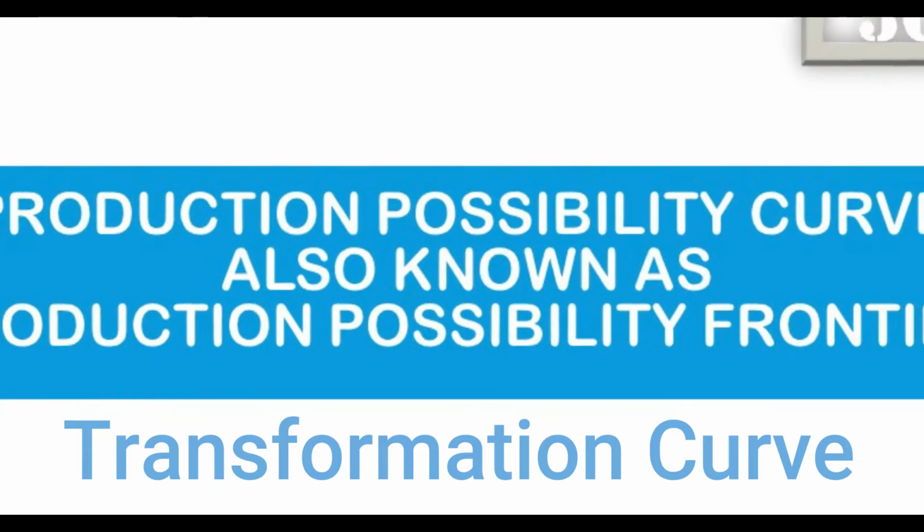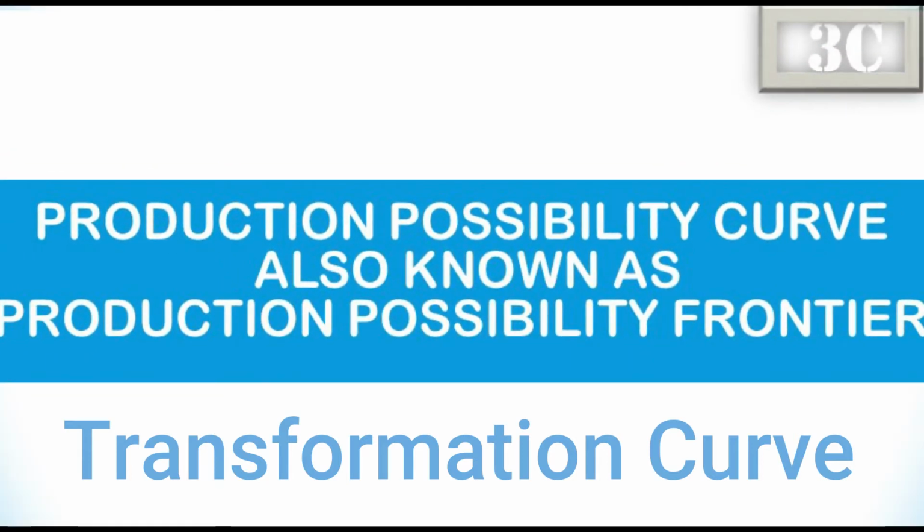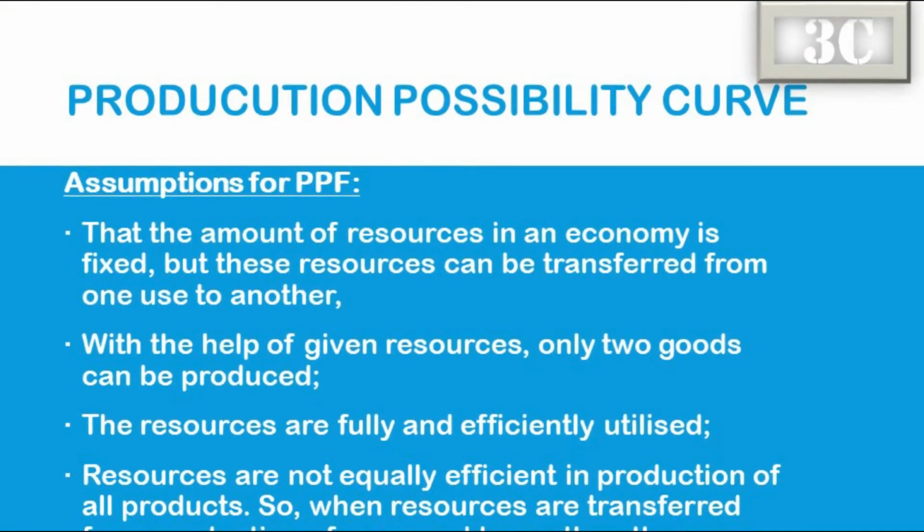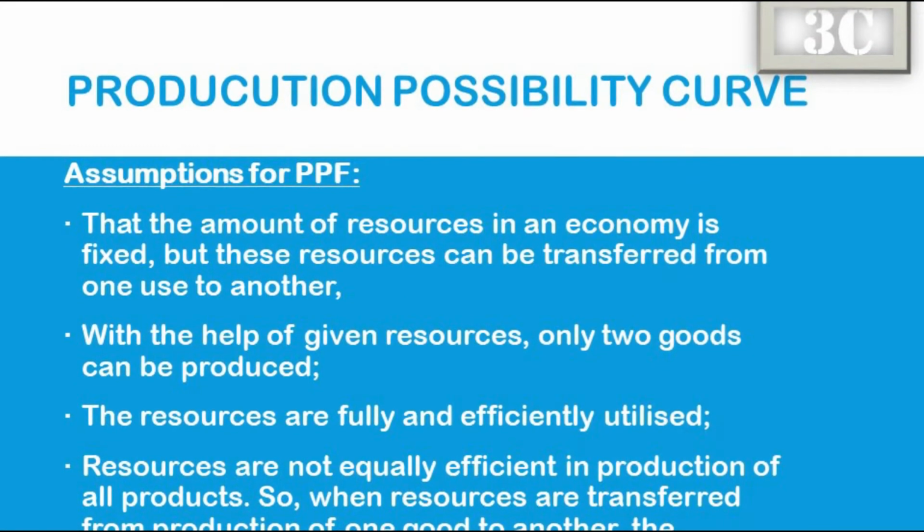Let's start. Production possibility curve is also known as transformation curve or production possibility frontier. Before we study production possibility curve, we need to assume certain points.